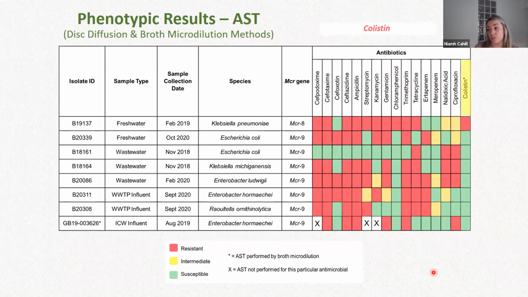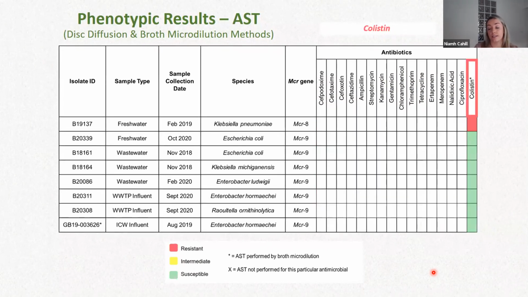Due to the interest of time today, I'm just going to focus on the colistin antibiotic susceptibility testing results. As you can see here, the MCR8 positive Klebsiella pneumoniae was resistant to colistin. However, all of our MCR9 positive isolates remained susceptible. This has actually been reported in the majority of the literature that I have come across in relation to MCR9 so far. A lot of them report that in the presence of MCR9, susceptibility to colistin remained.